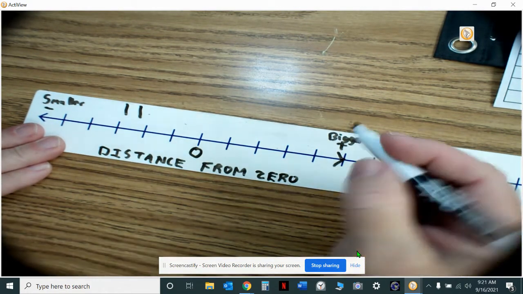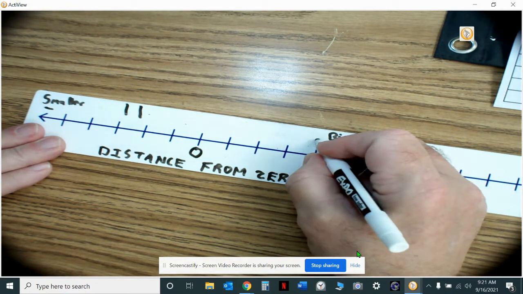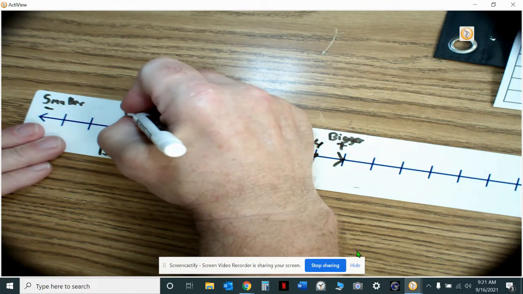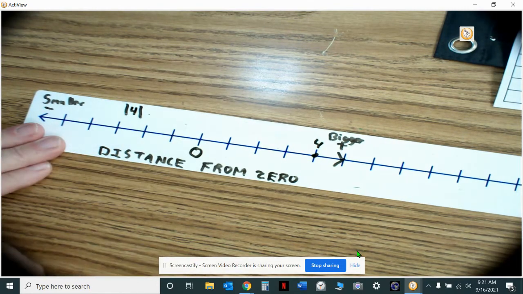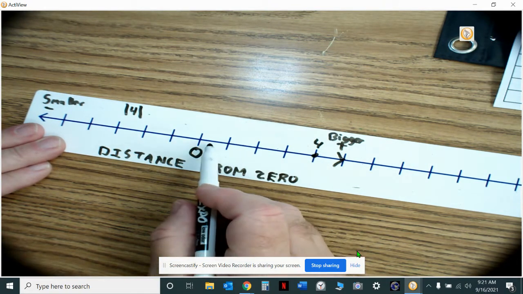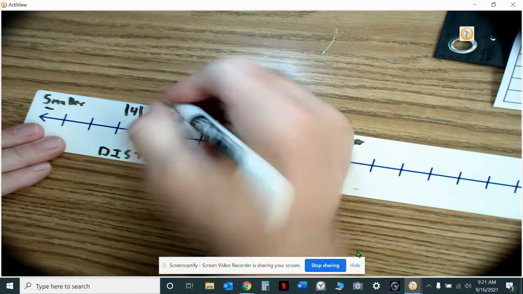So let's do an easy one first. Absolute value of 4. Here we go, number 4 right there. This is how it would look, the absolute value of 4. How far from 0 is 4? Well, 1, 2, 3, 4. So the absolute value of 4 is 4.